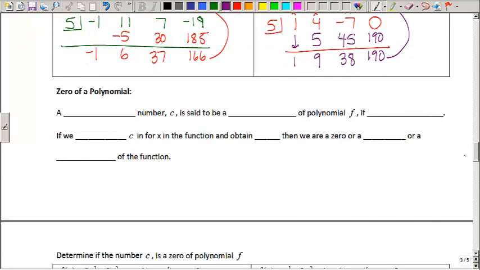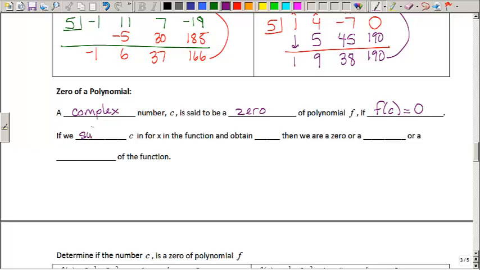Next, I want to remind you about the zeros of a polynomial. We've already talked a little bit about this semester, but I want to remind you that a complex number, c, is said to be a zero of a function if f of that c is equal to 0. And we say complex because it could be real or it could be complex, so zeros could be both, which is why we use complex, which includes both.